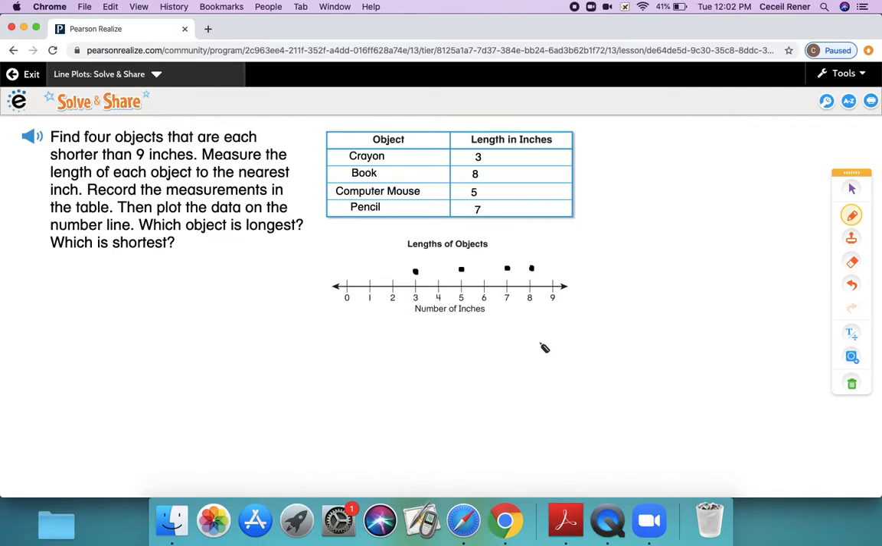We could see that. Now, let's pretend I had 2 objects that were 7 inches. Does anybody know where I would put the other dot? Would I put it next to it or on top of it? Well, if I had 2 objects that were 7 inches, I would draw it on top of it. That's how we would display that. So if I had 2 that were 7, it would go on top of it and not next to it.